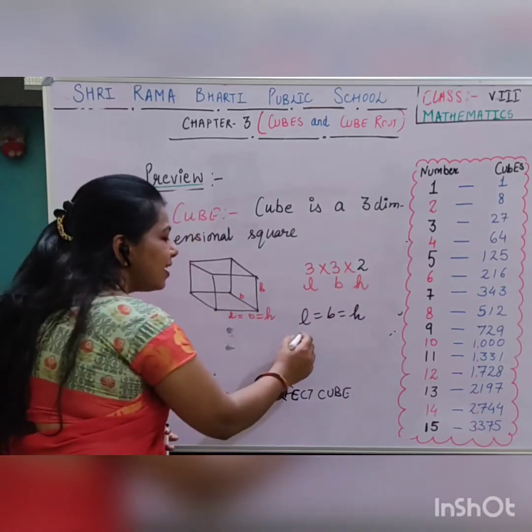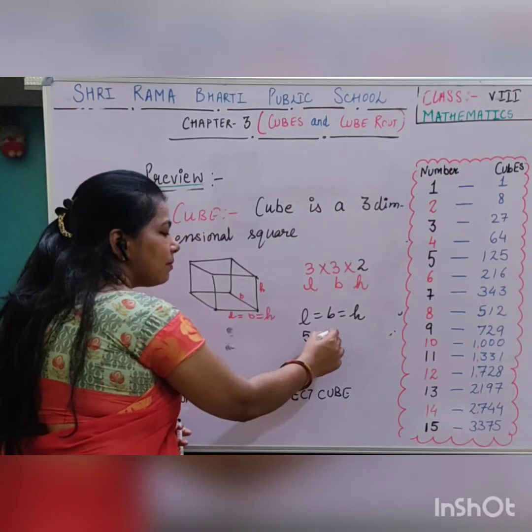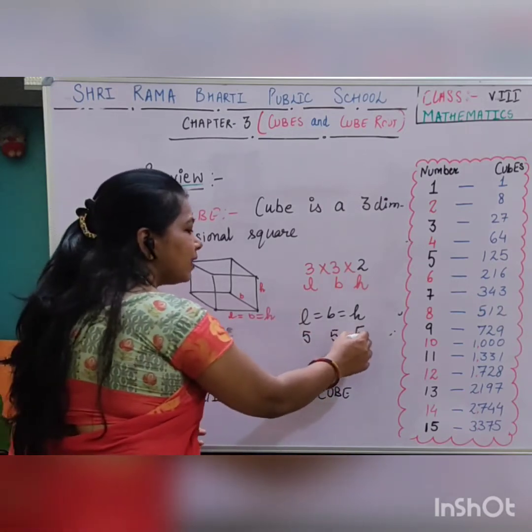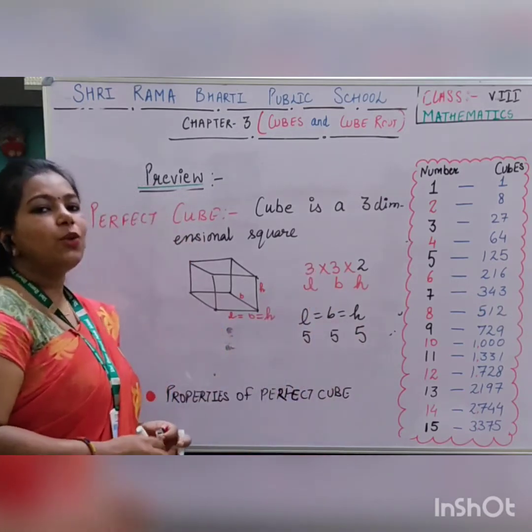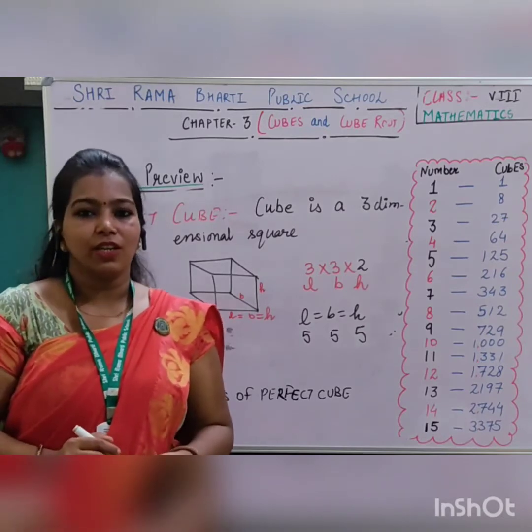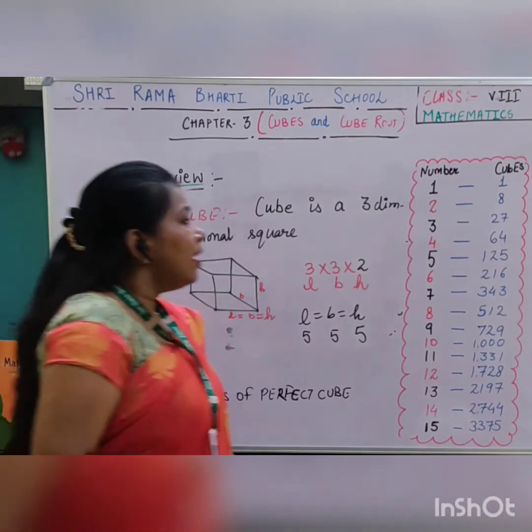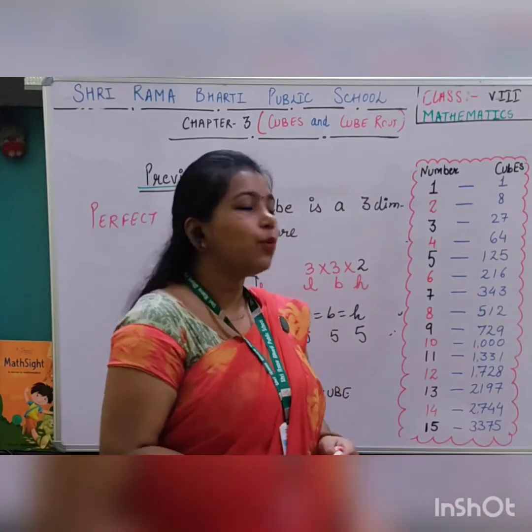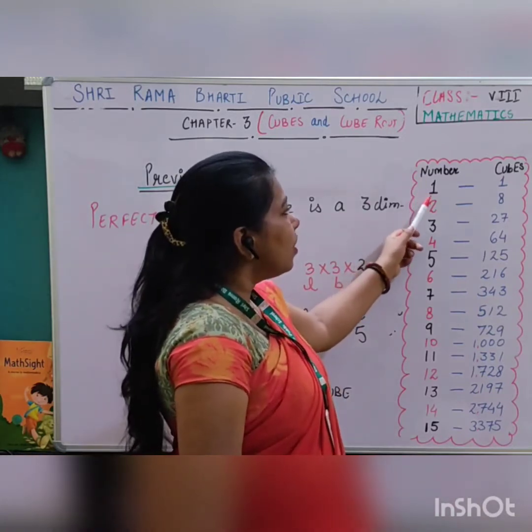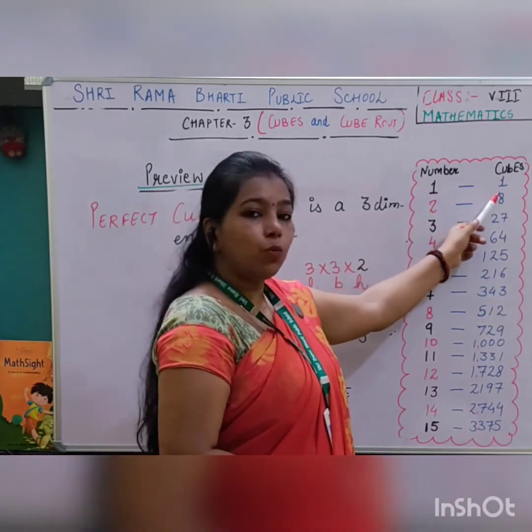Or we can say that if my length is 5, then my breadth has to be 5, and my height has to be 5. Then only we can form a perfect cube, right? Here also I can show you a few examples. You can see here 1. The cube of 1 would be 1.